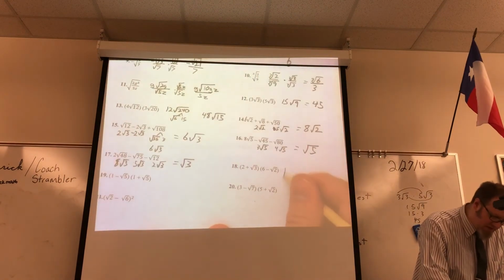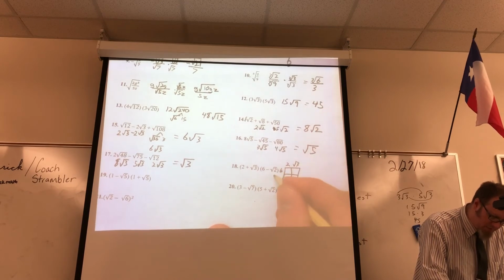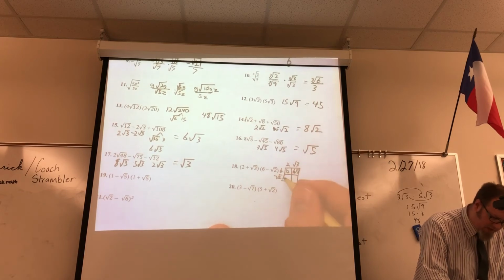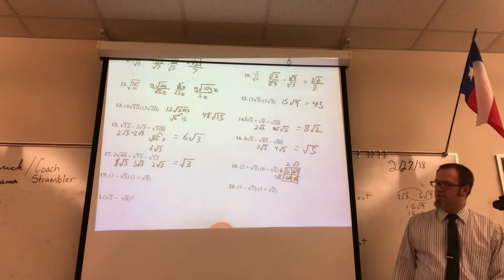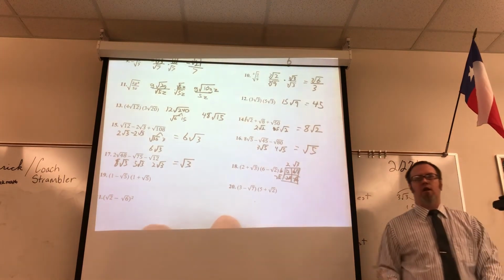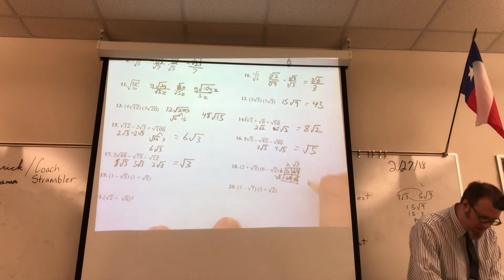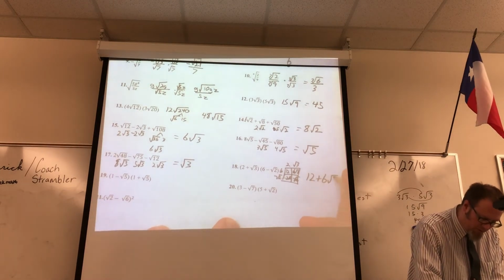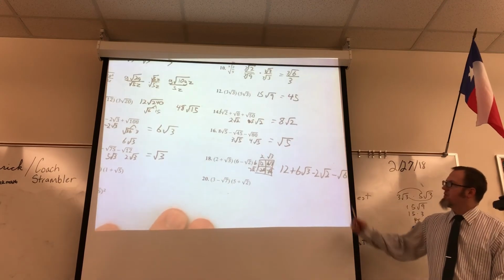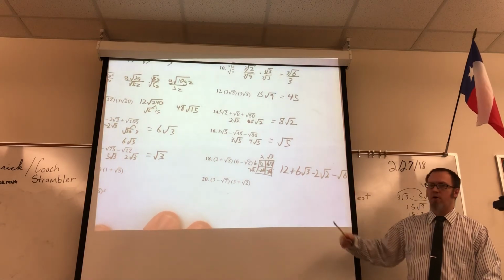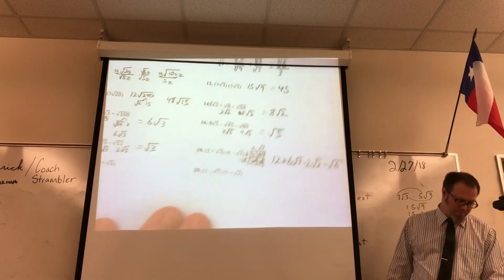On number 18, this one is the boxes. 2 square root of 3, 6 minus the square root of 2, that's 12. That's 6 square root of 3, that's minus 2 square root of 2, and this is minus the square root of 6. I apologize, that's really small. But none of those are like terms. You can't put them together. It's 12 plus 6 square root of 3 minus 2 square root of 2 minus the square root of 6. Nothing you can do to reduce any part of that, to connect any part of that. It's going to stay separate.